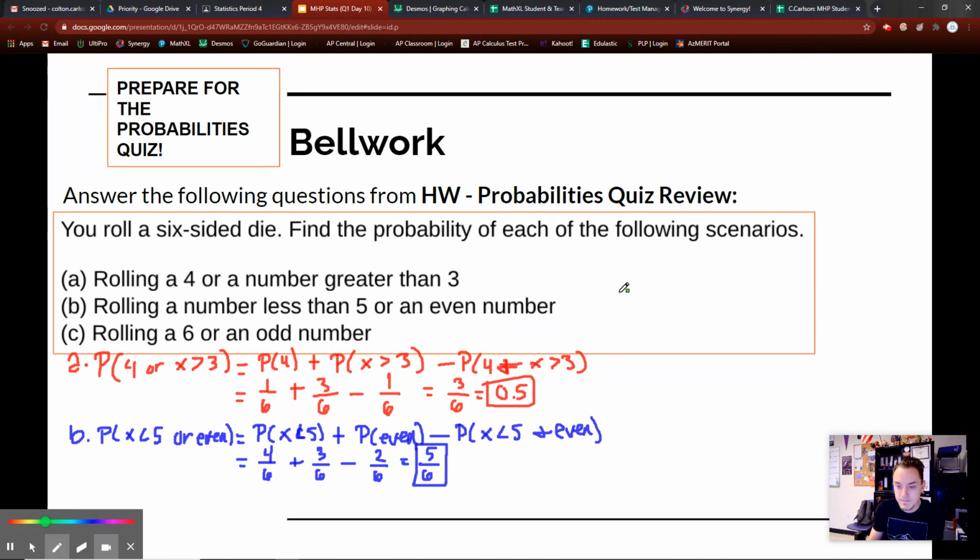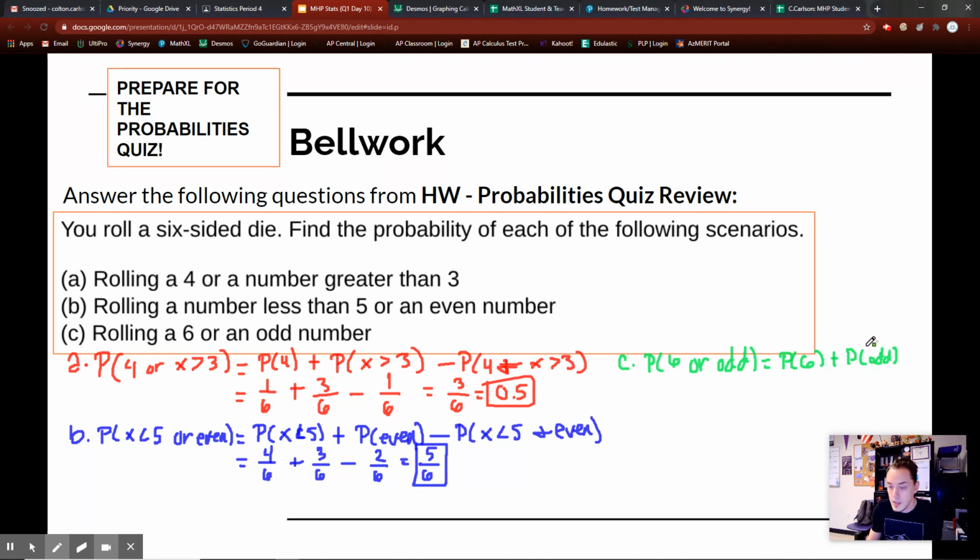Let's do C. C, probability of rolling a number, which in this case it's 6, or an odd. Can a 6 be an odd? No. So is this mutually exclusive? Yes, because there is no overlap. You cannot have a 6 and an odd number. So this is the probability of 6 and then plus the probability of an odd.